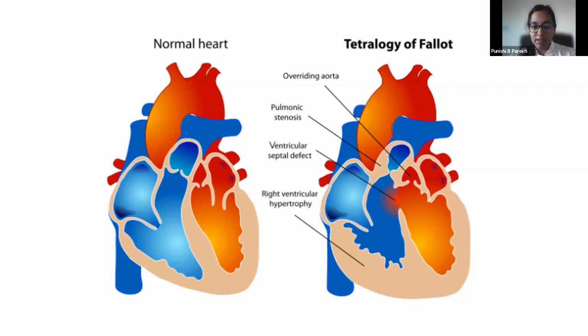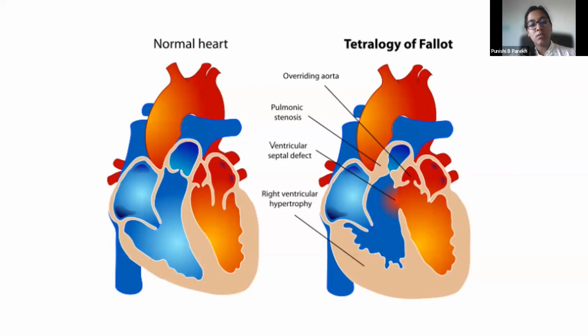The first one being pulmonary stenosis. So there is stenosis in the pulmonary valve, which results in hypertrophy of the right ventricle. If you compare these two hearts, the right ventricle is way thicker and hypertrophied as compared to this diagram. The third one is that there is a large ventricular septal defect that's communicating between the RV and the LV. And last but not the least, you have overriding of the aorta.